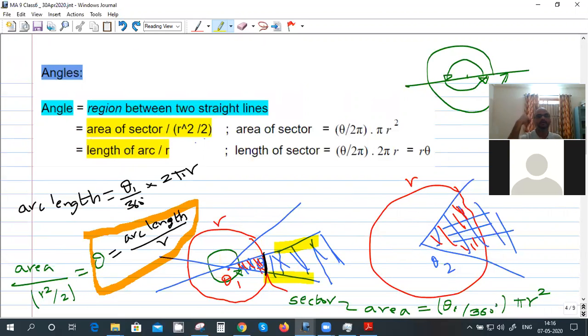Yes. Okay, so if I take the full circle, what is the full arc length? Circumference, 2 pi r. Yes. So that corresponds to 360 degrees. So the arc length between these two lines, which is making angle theta, is theta divided by 360 into 2 pi r. And 360 degrees corresponds to 2 pi radians.